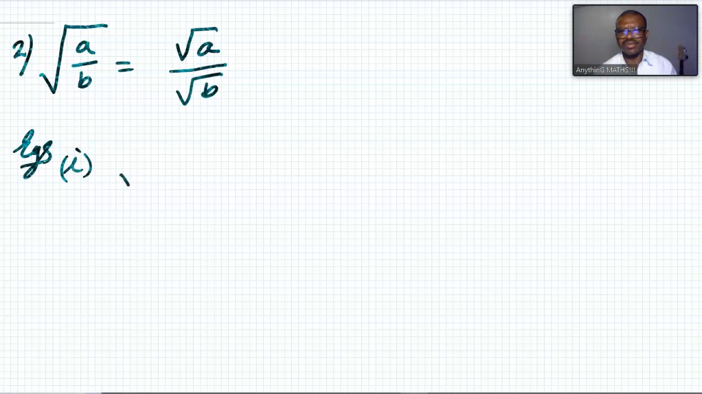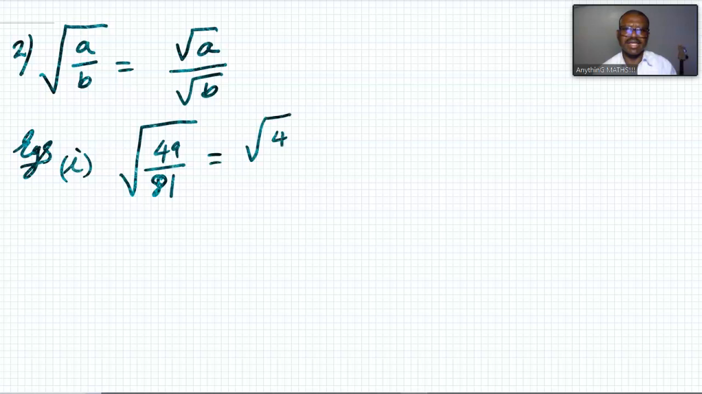Example 1. The square root of 49 all over 81 becomes the square root of 49 all over the square root of 81. And you see that 49 is a square number, 7 squared, so it's 7. And 81 is a square number, 9 squared, so it's 9. Nice and easy.